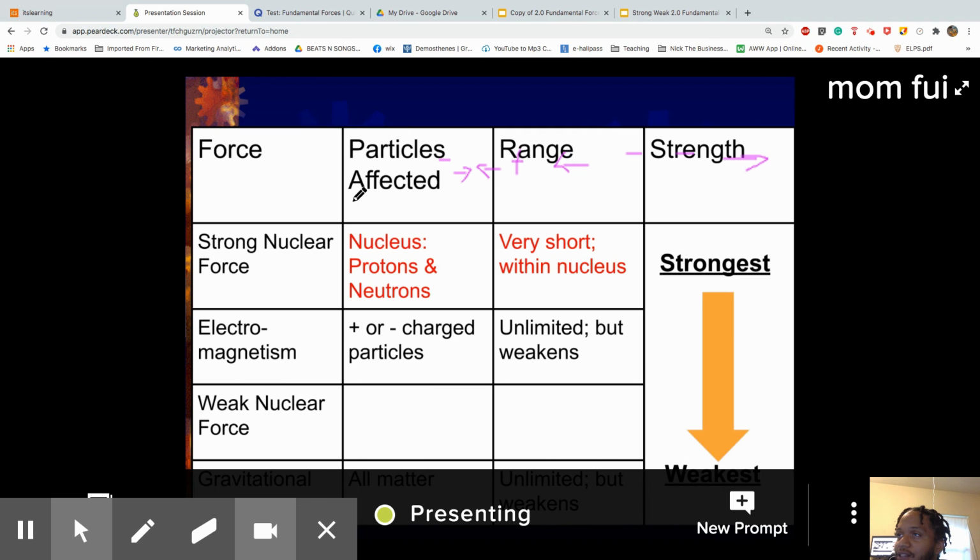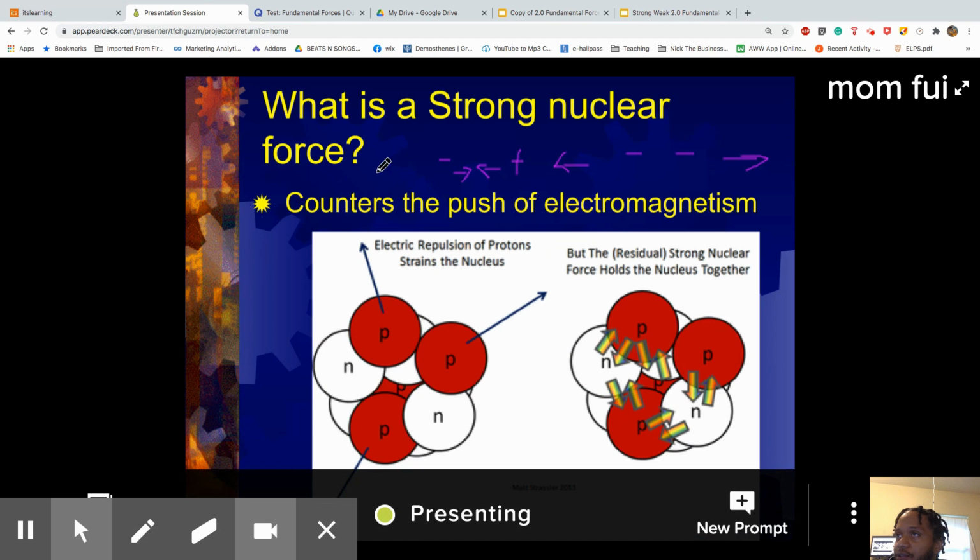So inside of your cheat sheet, in the particles affected section, we're going to have nucleus, protons, and neutrons. In the range section, we're going to have very short and within minutes. All right, so what is a strong nuclear force? This counters the push of electromagnetism, the electric repulsion of protons, and this will strain the nucleus.